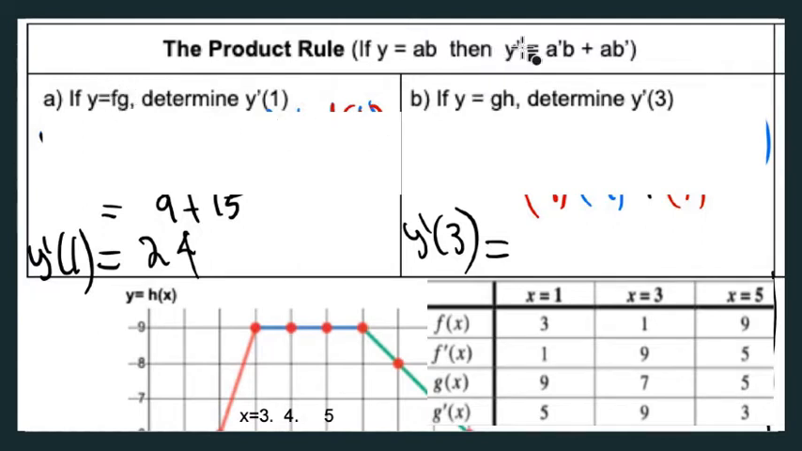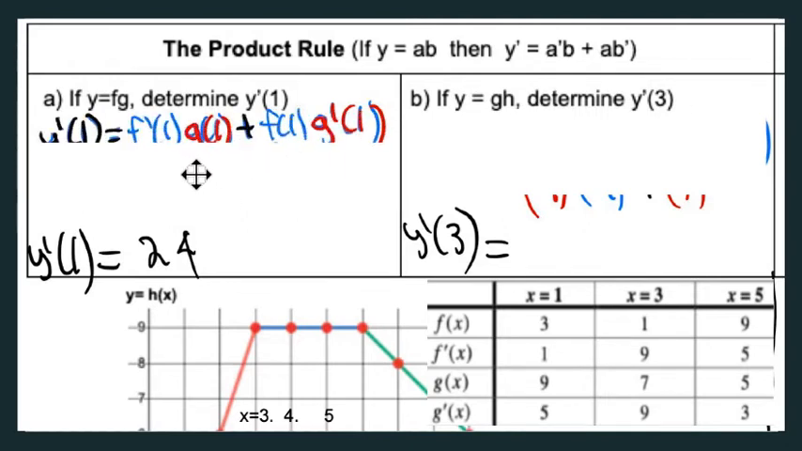So here's the product rule. A prime b plus a b prime. That's the product rule, right? So in this case, instead of a and b, we've got f and g. So f is going to be the first one. So it's going to be f prime g plus fg prime. And the thing that we need to be aware of is that we're going to have to be substituting in 1. So let's look at what the first line would look like for this.